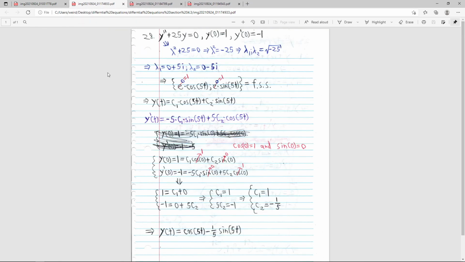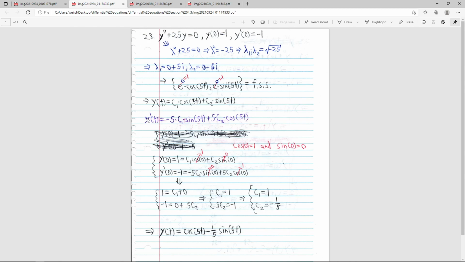So here we have y double prime plus 25y equals 0, y of 0 equals 1, and y prime of 0 equals negative 1. So lambda squared plus 25 equals 0, lambda squared equals negative 25, so we have complex numbers in here, because it's the square root of negative 25. Same process as before. C1 times cosine 5t plus C2 times sine 5t is our solution.